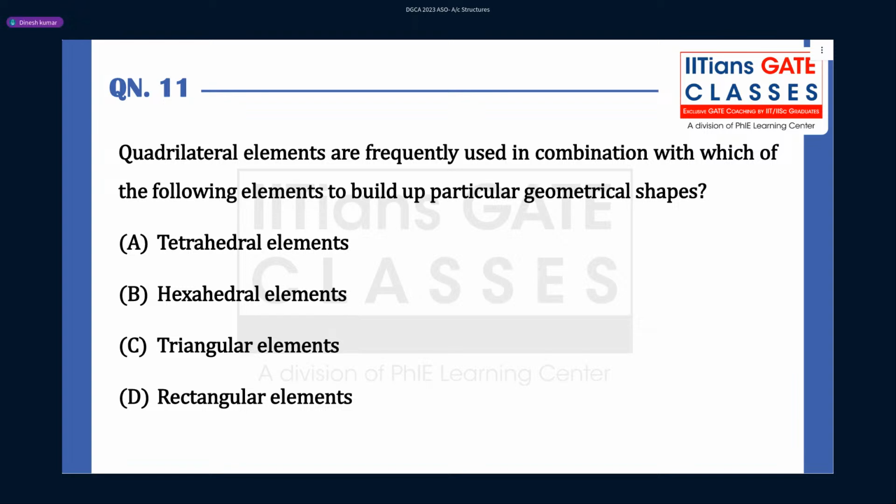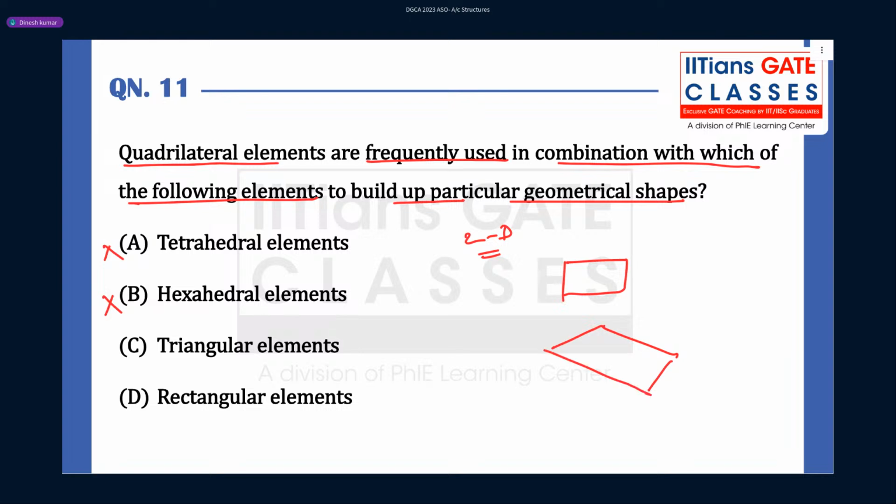Now read the next question, what it says. Quadrilateral elements are frequently used in combination with which of the following elements to build a particular geometrical set. So, guys, the quadrilateral element is a 2D element in finite element, and it is the most commonly used element for idealization of any skin or panel. Tetrahedral is a 3D element. Hexahedral is a 3D element, and rectangular elements cannot be used with quadrilateral. Quadrilateral means it will have 4 edges. The element can have any aspect ratio.